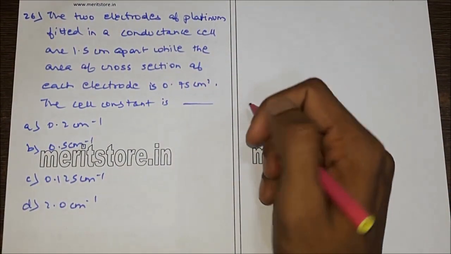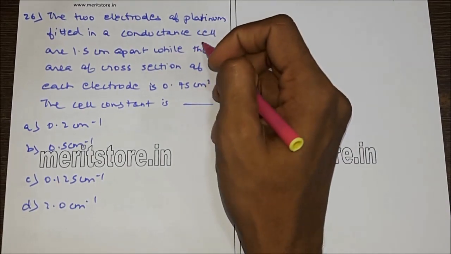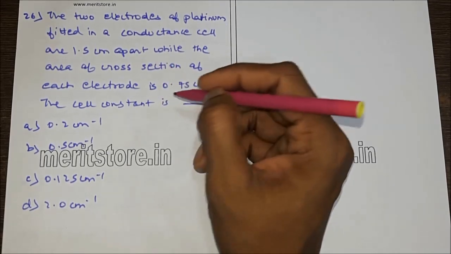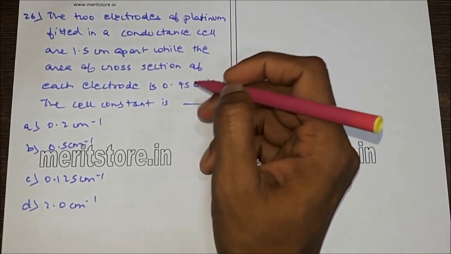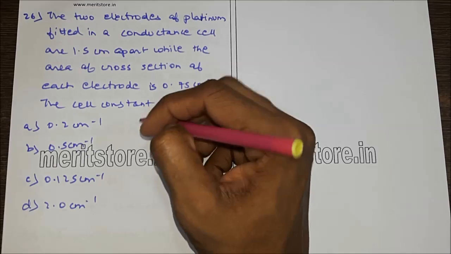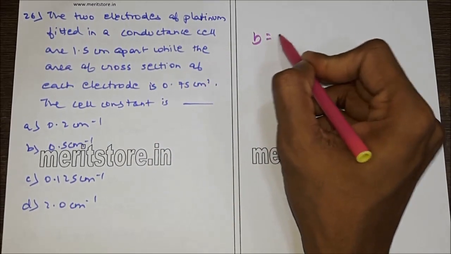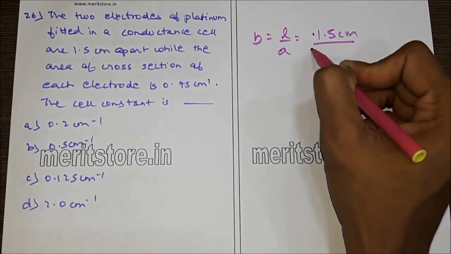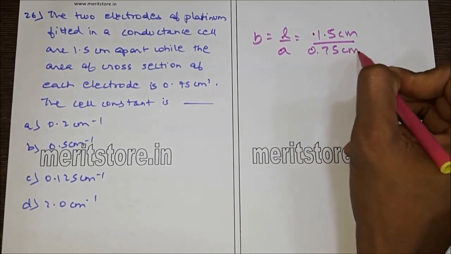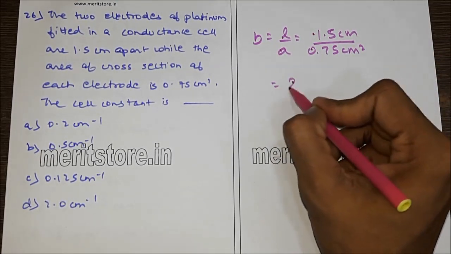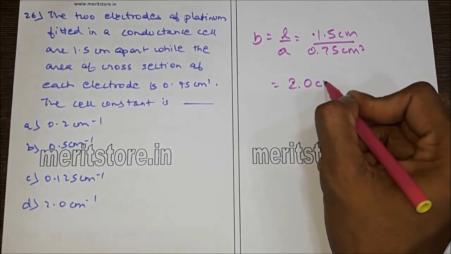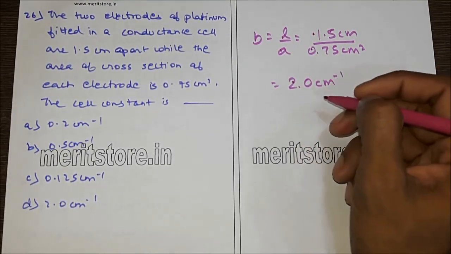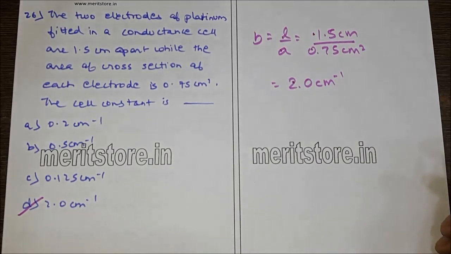Question 26. The two electrodes of platinum fitted in a conductance cell are 1.5 centimeter apart, while the area of cross section of each electrode is 0.75 centimeter square. The cell constant is given as, we have four options. So we have cell constant b equal to l upon A, which is equal to 1.5 centimeter upon 0.75 centimeter square, which when we solve, we get 2.0 per centimeter. We see our answer matches option D. Therefore, option D is the correct answer.